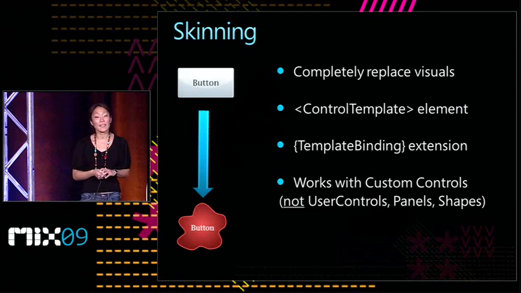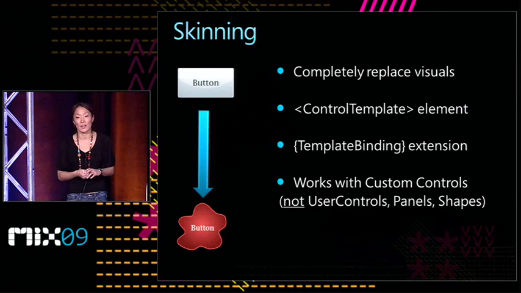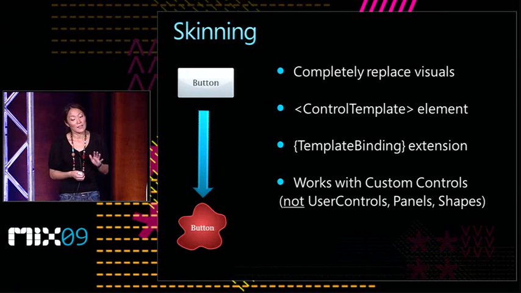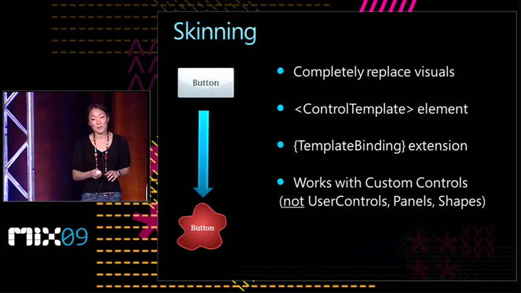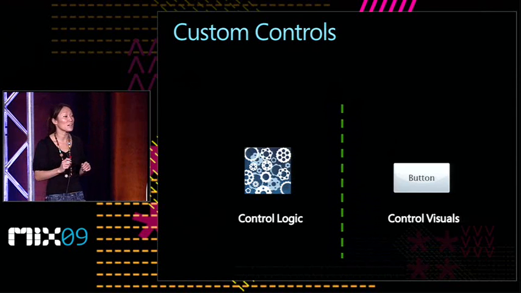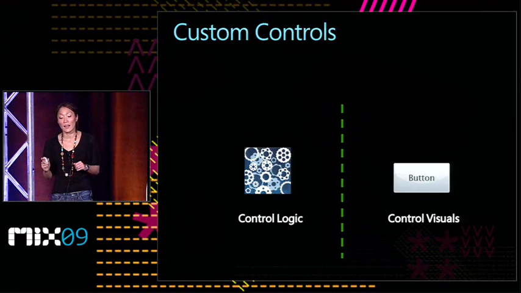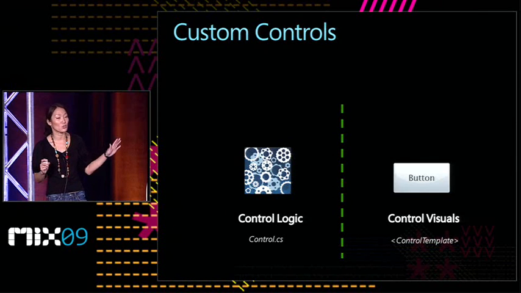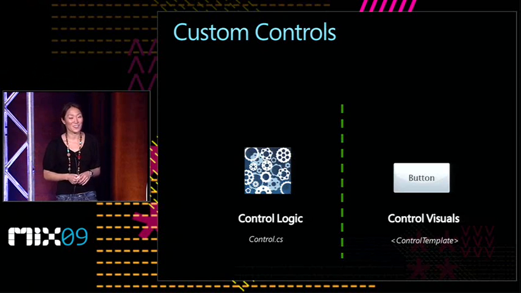Now, as a call out, skinning only works with a certain type of control, and that's custom controls. Skinning does not work with user controls because there's a much tighter coupling, and it doesn't work with panels or shapes. And that's because custom controls are a little bit unique. We have, with custom controls, a very defined separation between the control's logic and the control's visuals. And that's because the control is defined in a control class that derives from control, and the visuals are defined in this control template. And there's a very distinct line between the two of them, which is a good thing.